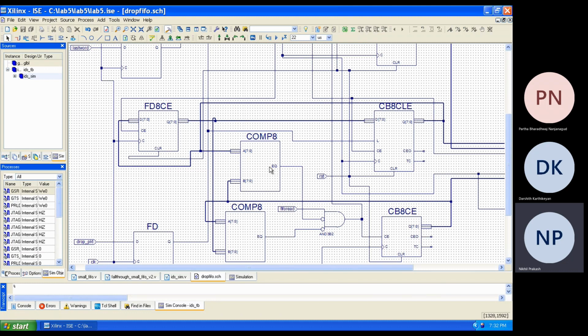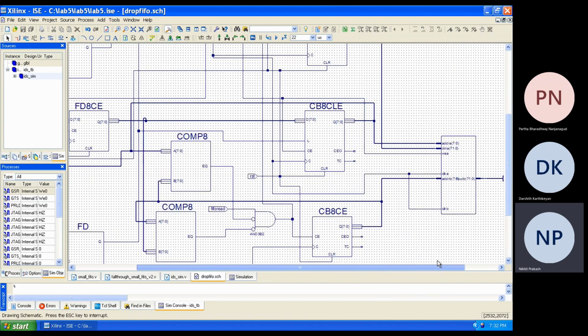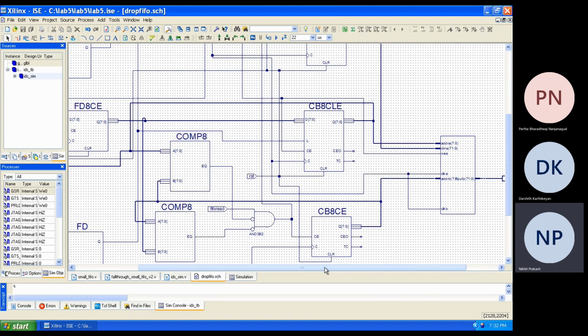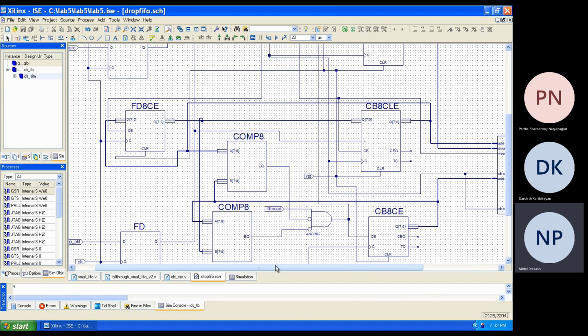comparing it with something. There are two comparators here that compare the read address with two other values, and only if the read address is not matching those two values are we allowing the user to read. So let's look at what we are comparing against and why we are doing it.